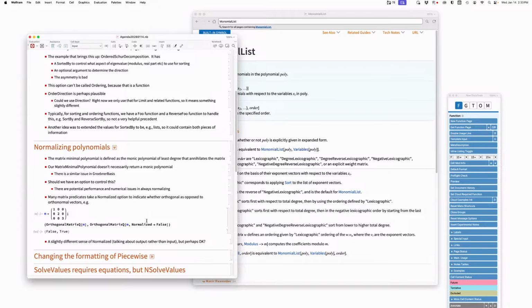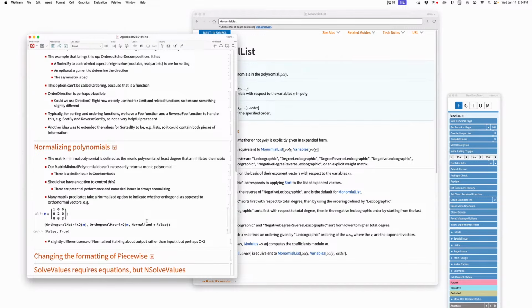Right. So the matrix minimal polynomial is defined as the monic polynomial of least degree that annihilates the matrix. Our matrix minimal polynomial doesn't necessarily return a monic polynomial, and there's a similar issue in Gröbner basis, which is not going to be changed. Because it's too hard? Because I'm adamant that it shouldn't be. Because it's a bad idea, or because it's too hard? Yes. I agree with that, because I think we use it all over the place, and it would just be a mess. But if we added an option but didn't change the default, that might be doable.